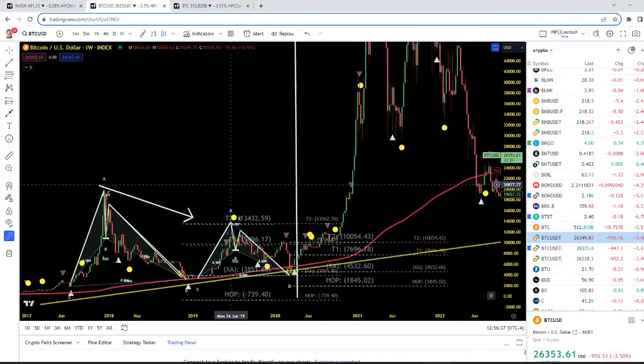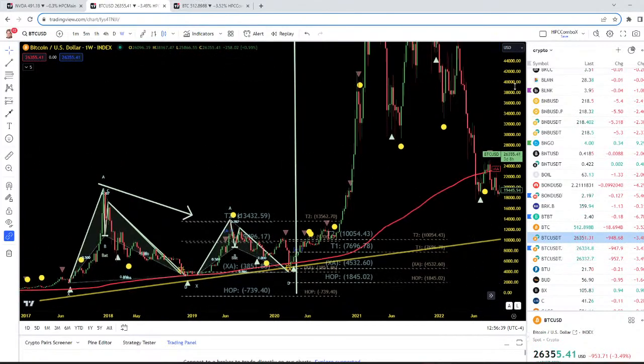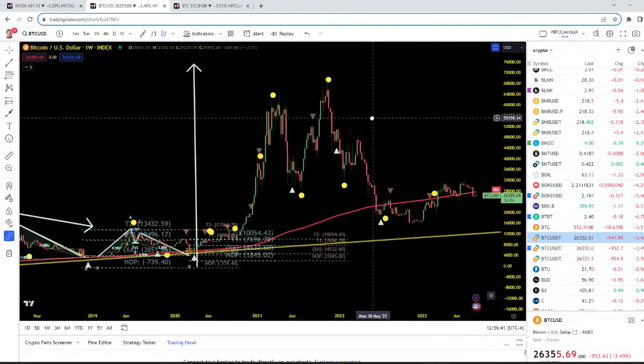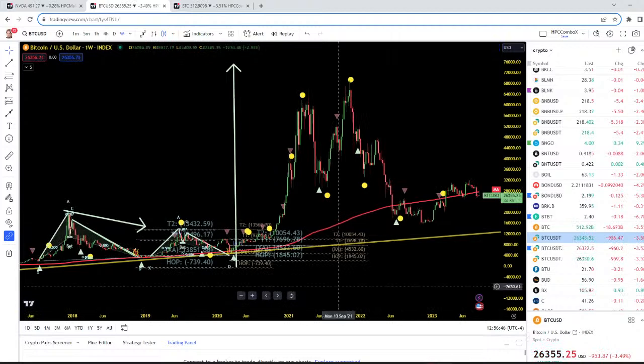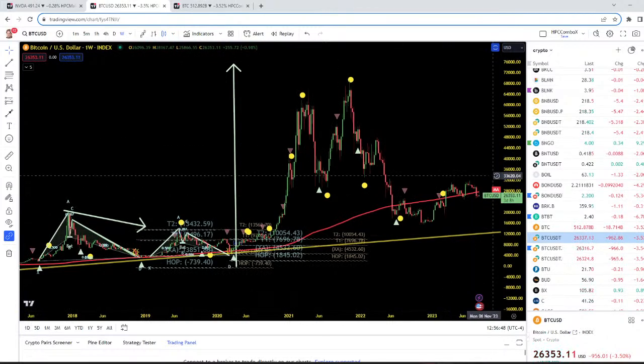I don't know how you're going to be an Elliott wave person over a harmonic trader. It's like, have fun with that. Give me a pattern. Give me something really concrete here.